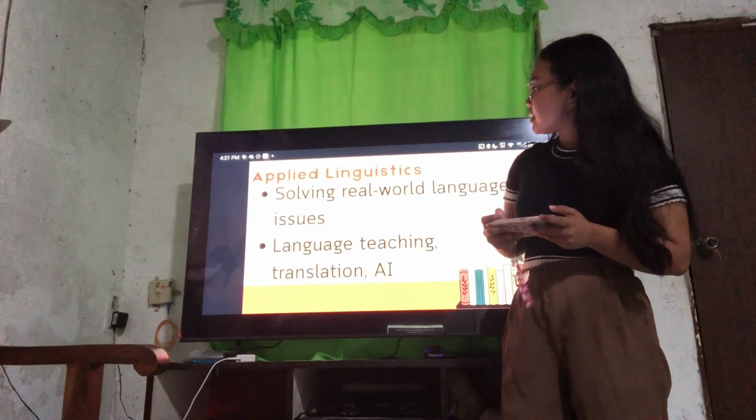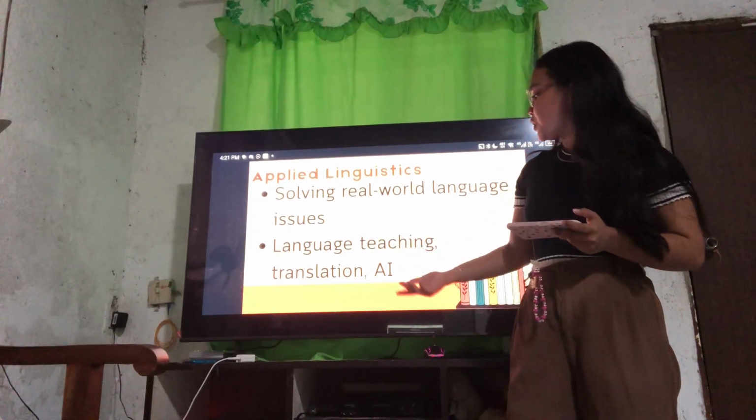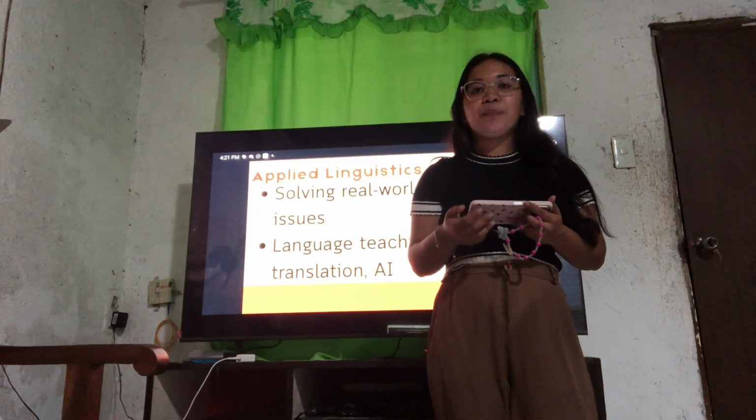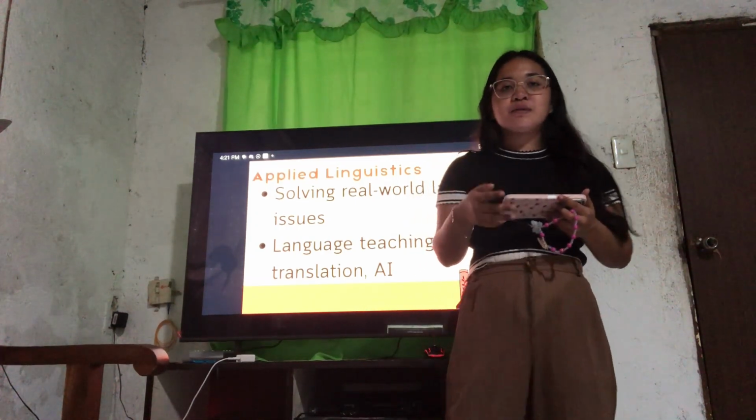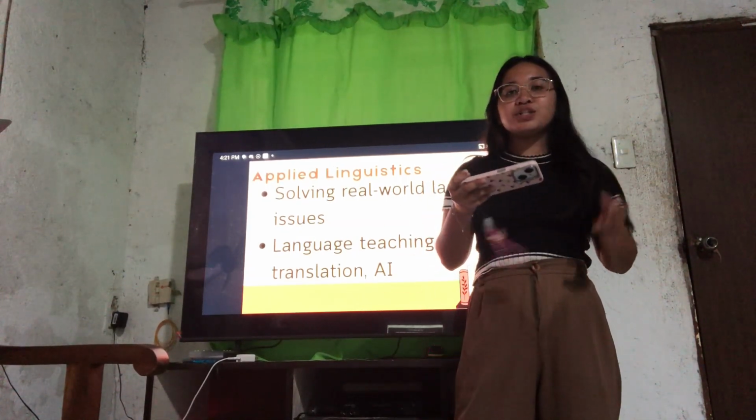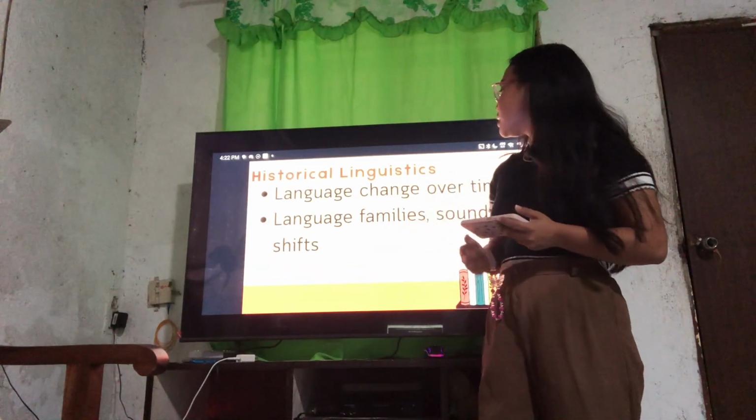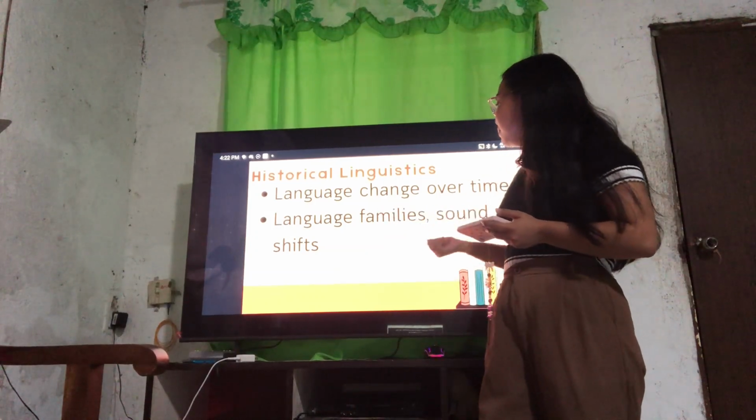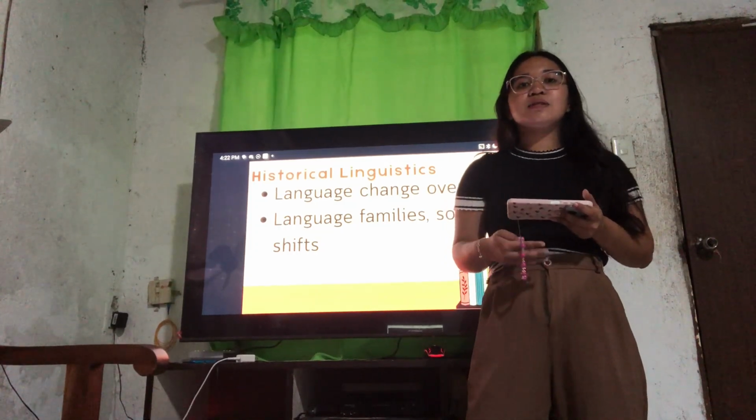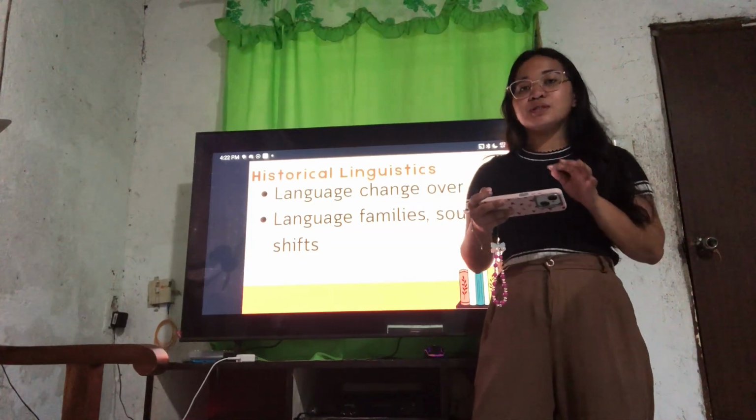Next is applied linguistics, solving real-world language issues. Second is language teaching and translation, like AI. Applied linguistics helps develop language apps and teaching methods and so on. Next one is historical linguistics. First is language change over time. Second is language families and sound shifts. Historical linguistics uses "knight" with its silent K as an example of sound change.